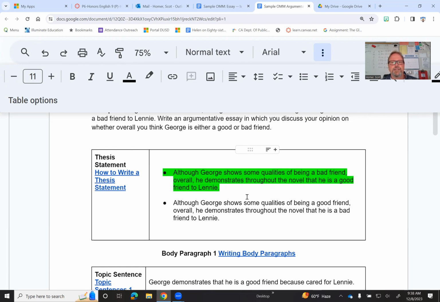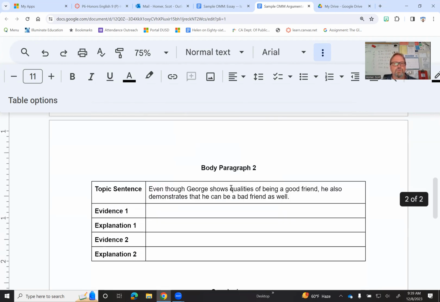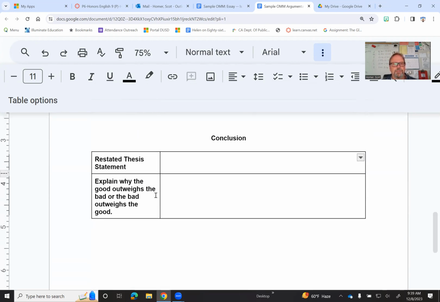Maybe you say something like, George shows that he's a good friend, even though he occasionally does negative things, something like that. You're going to restate the thesis statement. So communicate the same ideas, just maybe change the sentence structure a little bit, change a few keywords.